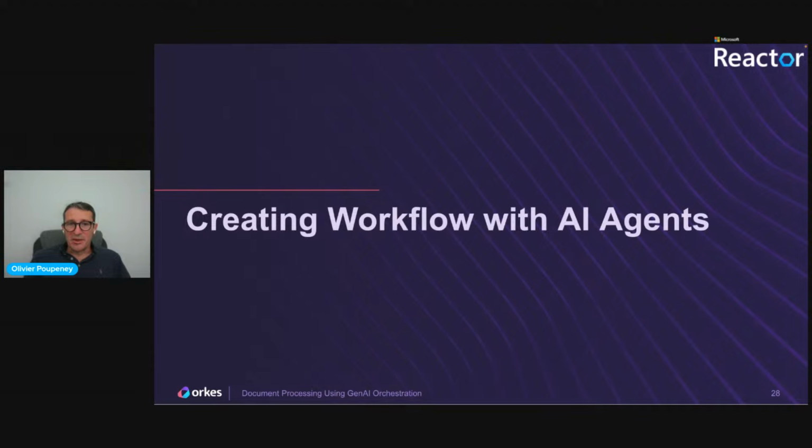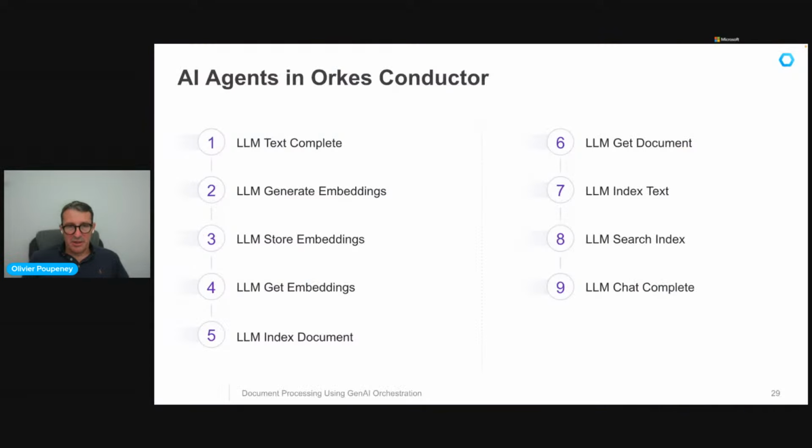Next step will be creating a workflow with AI agents. How is it? We have in Orkes Conductor a lot of different AI agents that are represented as tasks. Those agents are what? You can do text completion, you can generate embeddings or store embeddings or get embeddings when you want to deal with a vector database. You can index documents, you can get a document, you can index just a text.